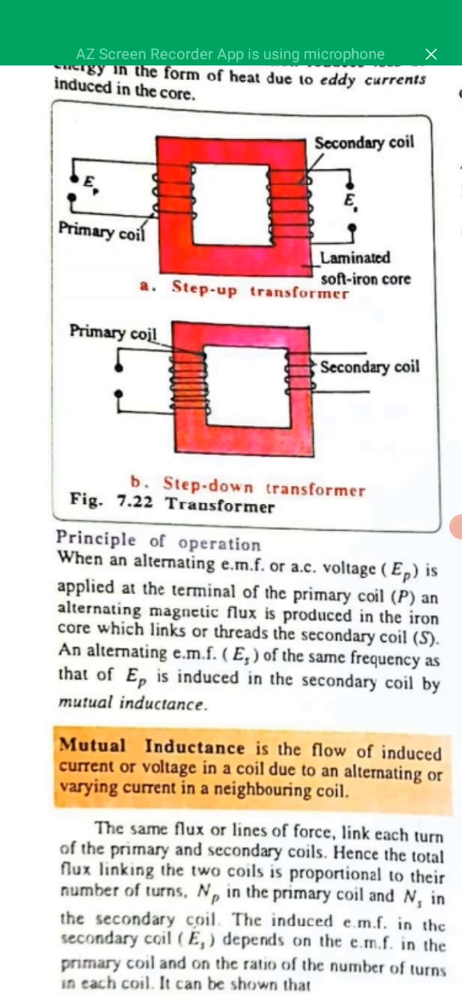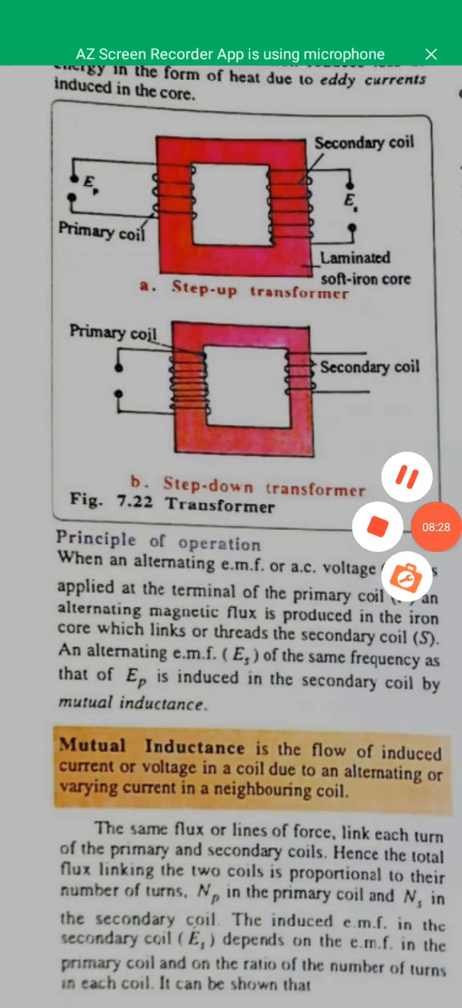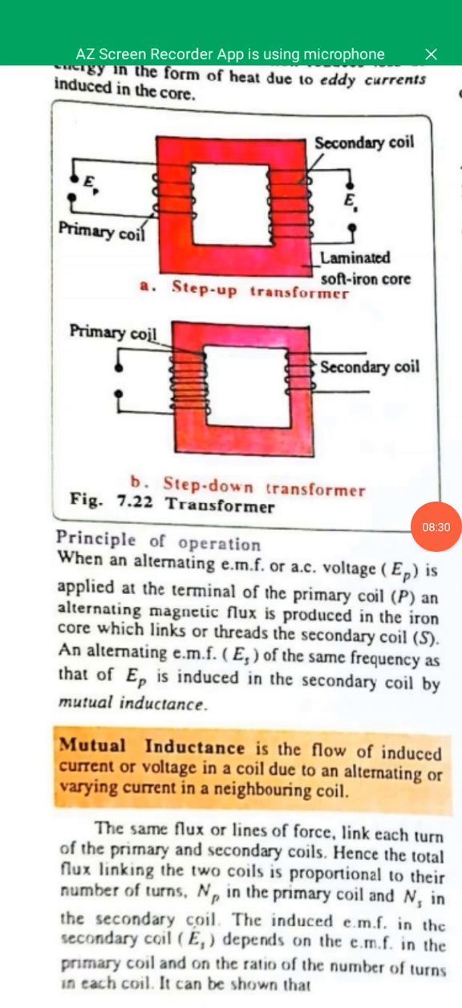For a step-down transformer, we are reducing the voltage supplied by the secondary coil, while that of the primary coil remains high. Now, quickly before we go into calculations, let's see mutual inductance and the principle of operation of a transformer.